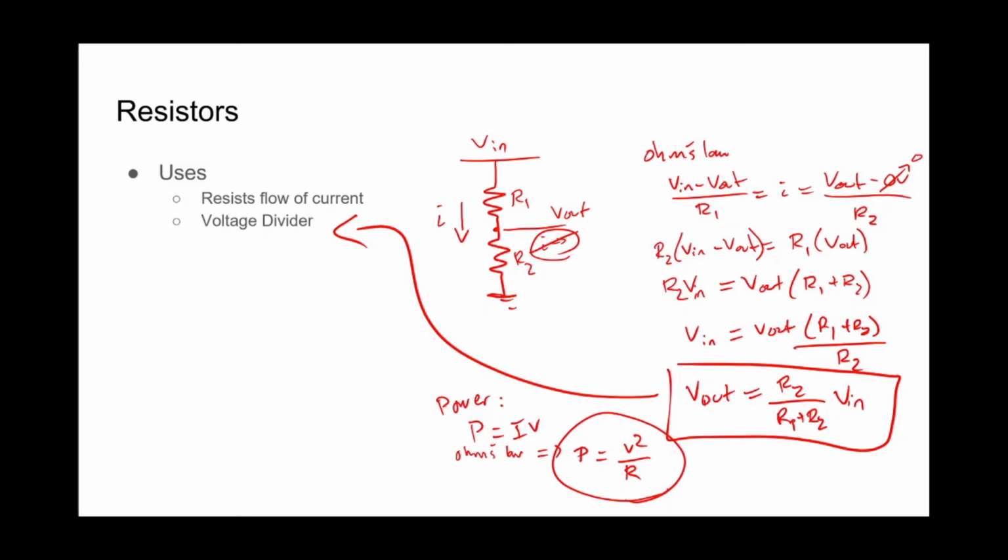Or I guess any power we drop over the entire thing is going to be equal to that. And that gets really big really fast. It's not efficient. Plus, if you were to hook up something to this, you would have current flowing out at V out, and that changes the entire equation. So voltage dividers are great for measuring things, but not for powering things. Just keep that in mind.